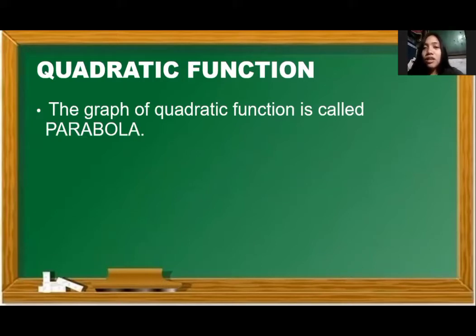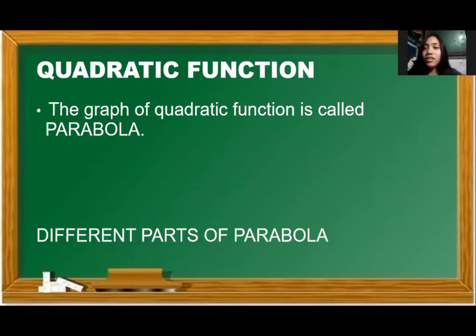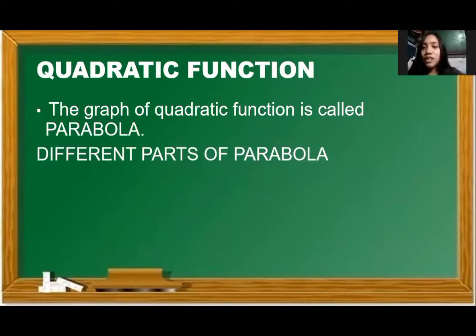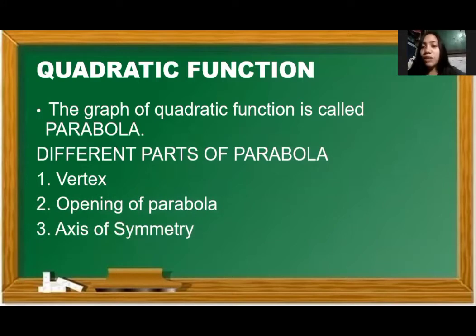The graph of quadratic function is called parabola. So we have here the different parts of parabola. Number 1 is the vertex. Number 2 is opening of parabola. And number 3 is the axis of symmetry.